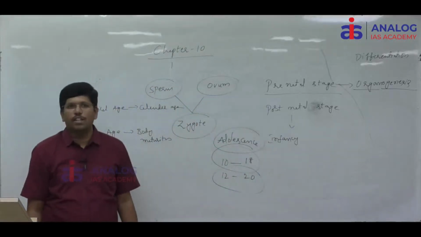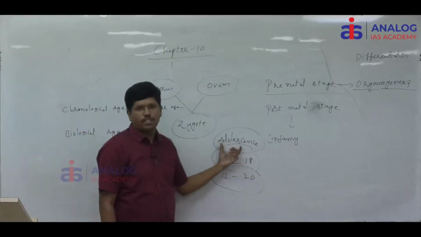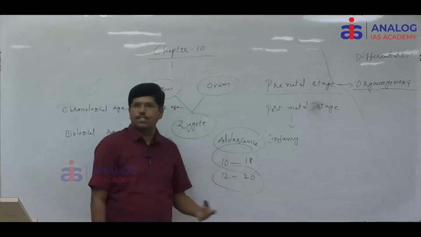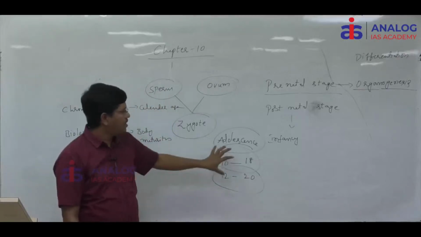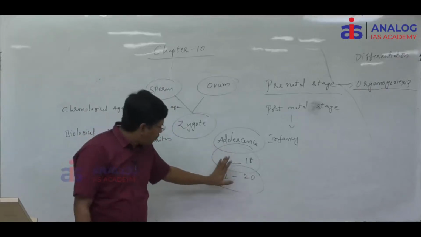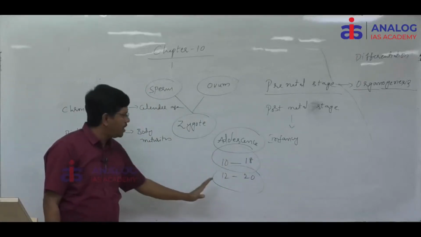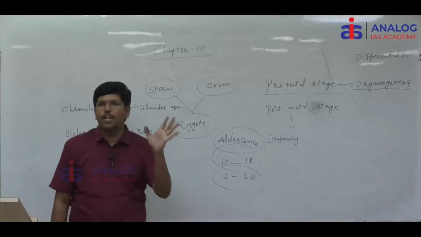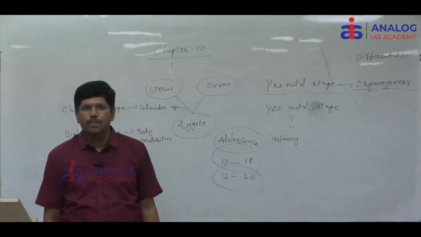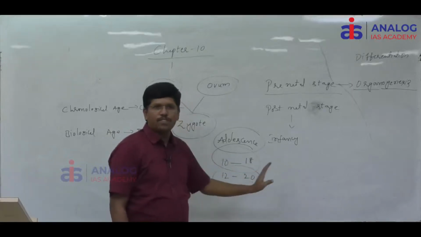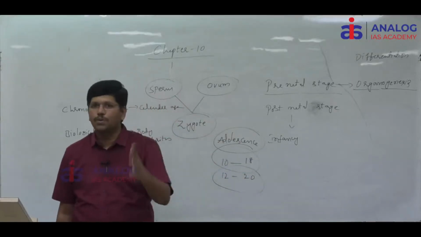Yukta vayasu antuntaru kada, that is called adolescence. In females, that is 10 to 18 years. In males, it is 12 to 20 years. This is a landmark for us. Before this, that means in females before 10 years, in males before 12 years, that is called childhood. After this stage, that means after 18 years in females, after 20 years in males, that is called adulthood.